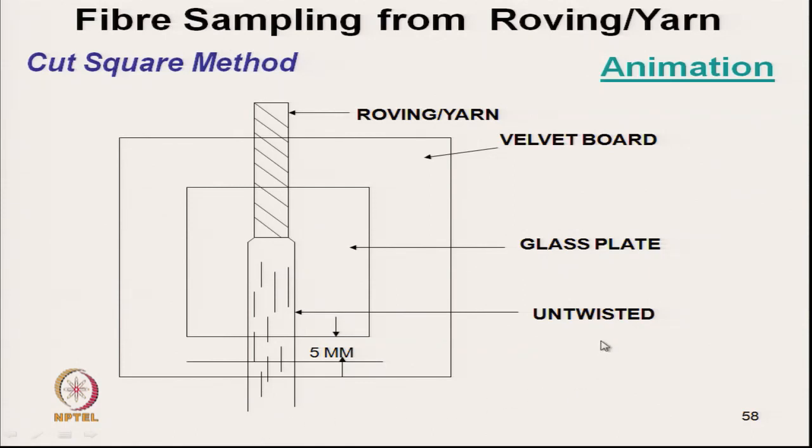And then in roving or yarn, we have to do an extra operation. We have to untwist the end so that the fibers become parallel, and then we take out the fibers. Now, let us see the animation here.